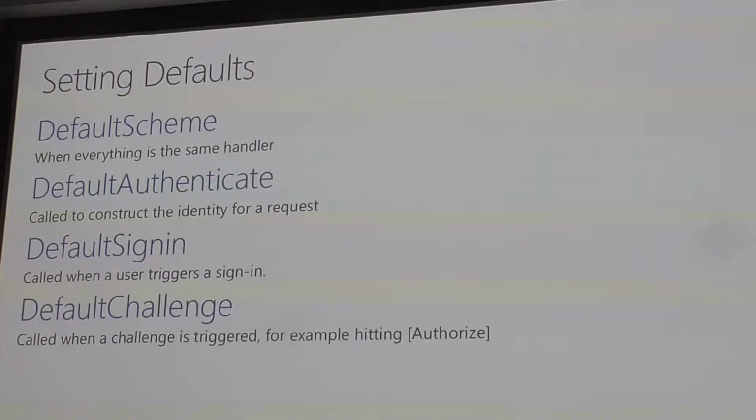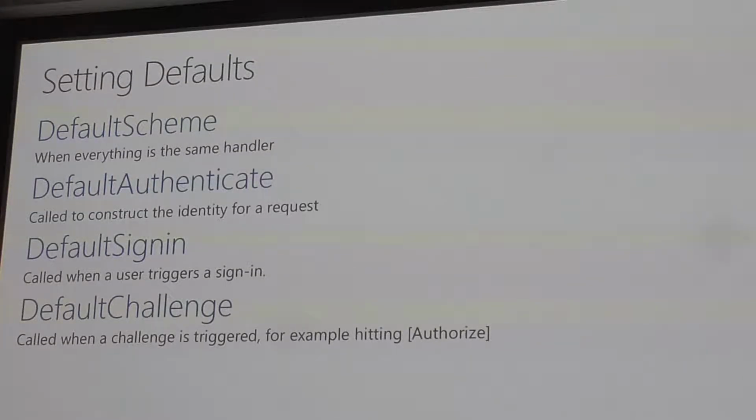So the defaults are a little bit weird, because we split them out into a bunch of things. Default scheme is the easy one. If you're only ever going to use cookie, just set it to cookie. Then we have default authenticate, which is used every single time a request comes through the pipeline. So in cookie's case, we're going to go look for a cookie, validate the cookie, and then rehydrate the identity. Default sign-in is where we go to when someone does a sign-in, and challenge is where we go to when you hit authorize.